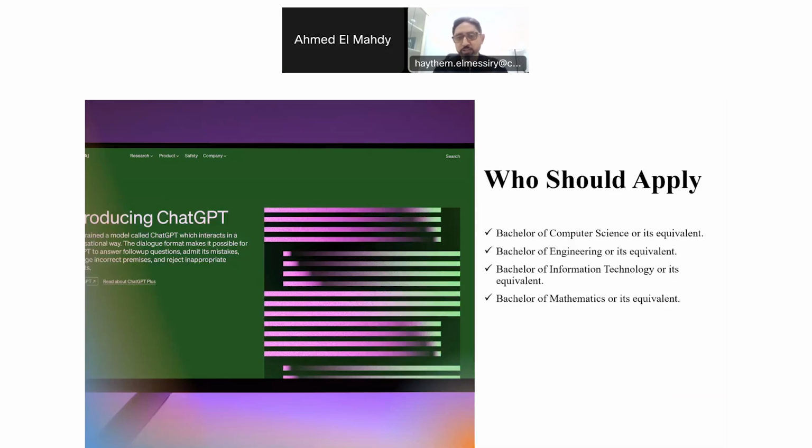According to the admission criteria, we accept students who are already graduates with a Bachelor of Computer Science or its equivalent, Bachelor of Engineering or its equivalent, Bachelor of Information Technology, and Bachelor of Mathematics, all with their equivalent bachelor degrees as well. We are following the standard of the ministry, especially on the admission requirement, but those are the graduates applicable to go for the program itself.